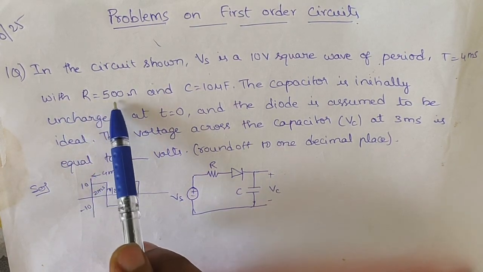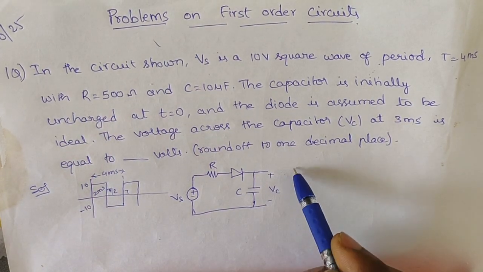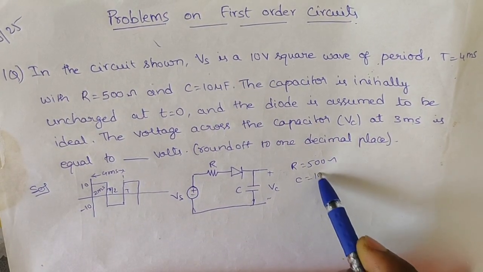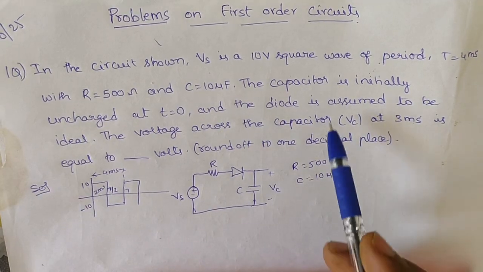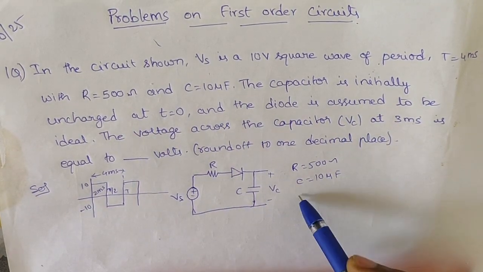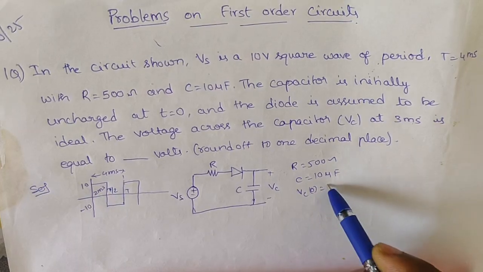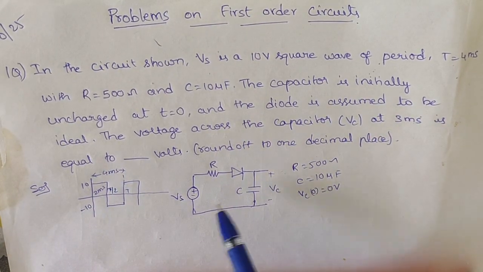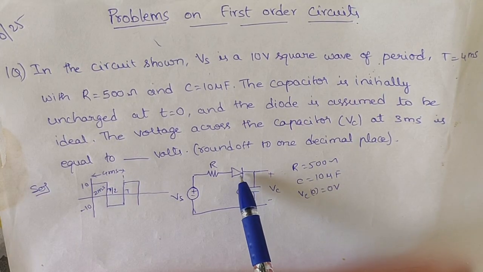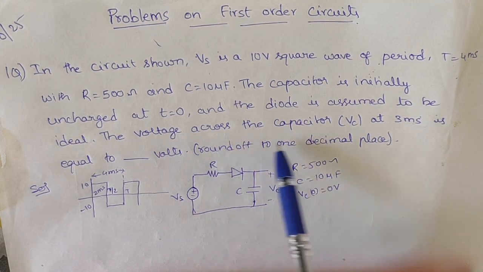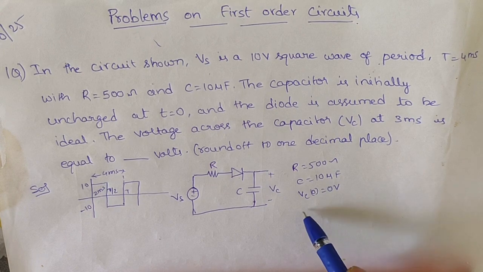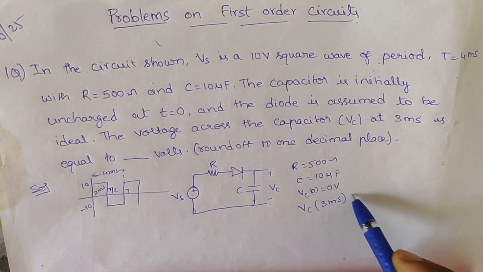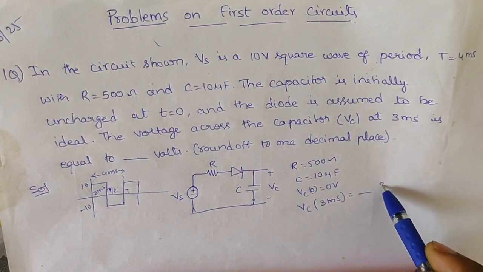They have given a resistance value of 500 ohms and a capacitor value of 10 microfarads. The capacitor is initially uncharged, so Vc of 0 is 0 volts. The diode is assumed to be ideal, so there is no voltage drop across this diode. They are asking for the capacitor voltage at 3 milliseconds.